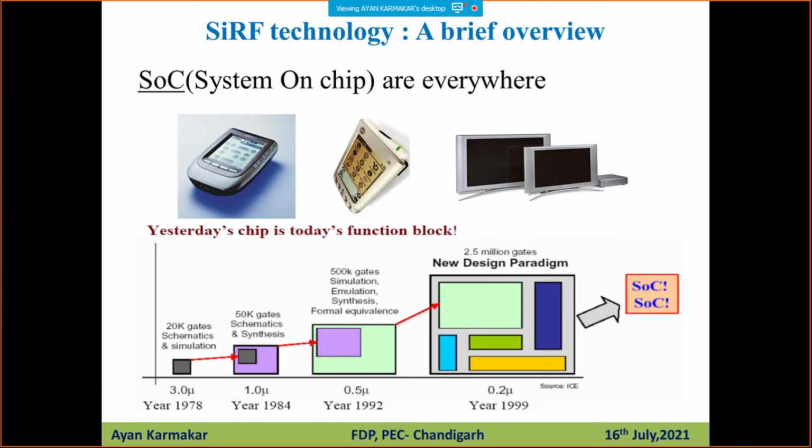Usually these have been used extensively for a long time, but now the time is going to change. Now silicon also has the potential to prove itself for RF or microwave uses. There is a proverb that yesterday's chip is now today's functional block. That's why people used to say that. Now people think from system on board to system on chip. This paradigm shift is going to happen.